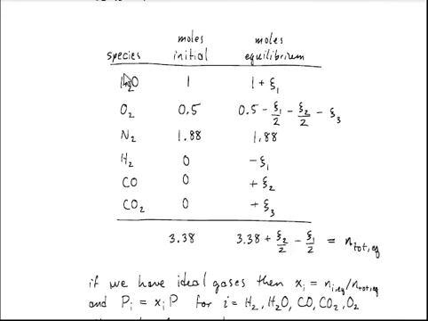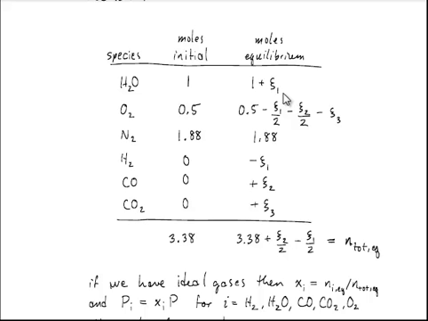So we make our table again. We have all of these species now: H2O, oxygen, nitrogen, hydrogen, carbon monoxide, and carbon dioxide. These are the numbers of moles of gases in the inlet. And this is the amount of material that you have of each species remaining after each of those reactions has proceeded to completion.